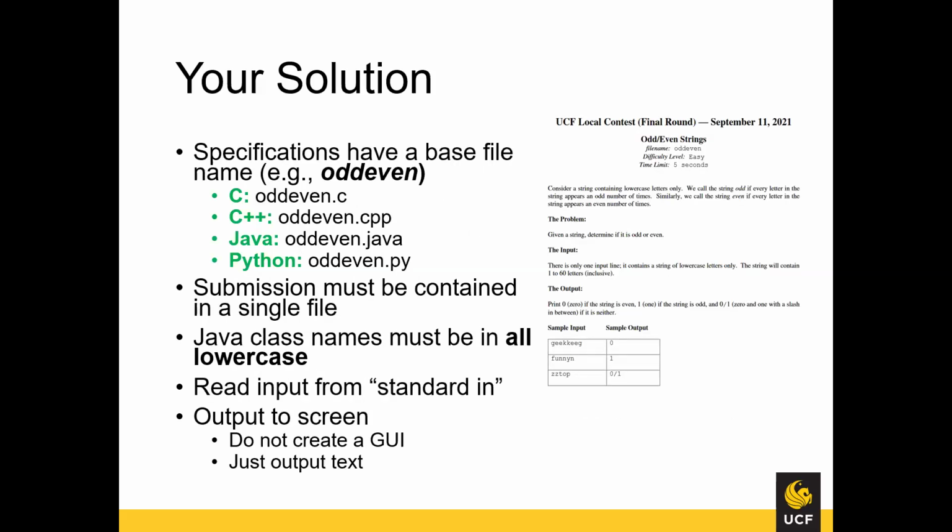Here is a sample problem. Each problem has a name, like this one is called the odd even. So if you are writing a solution for this problem in Java, your file will be oddeven.java. Let's say there is another problem in the contest called graph, and you decide to do that one in C++. Then that would be graph.cpp. And you have 1 file per problem.